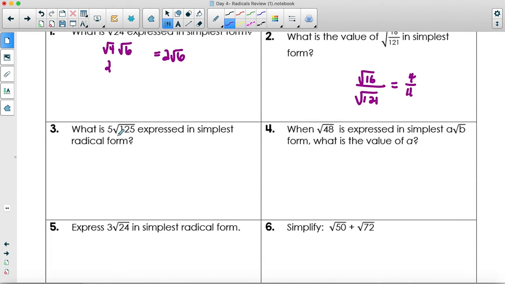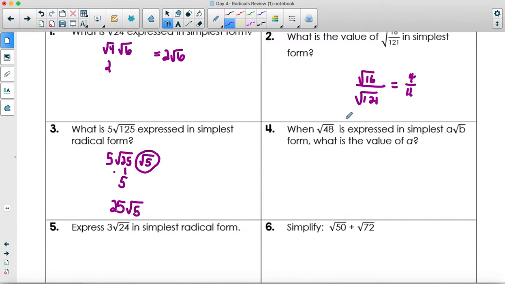Right? For number 3, the square root of 125, it's not a perfect square, but I do know that it is the same as 25 times 5. Now, since I'm breaking down radical 125, I break it down to radical 25 times radical 5. Then I know the square root of 25 is 5. I multiply these two 5s together to get a final answer of 25 radical 5.